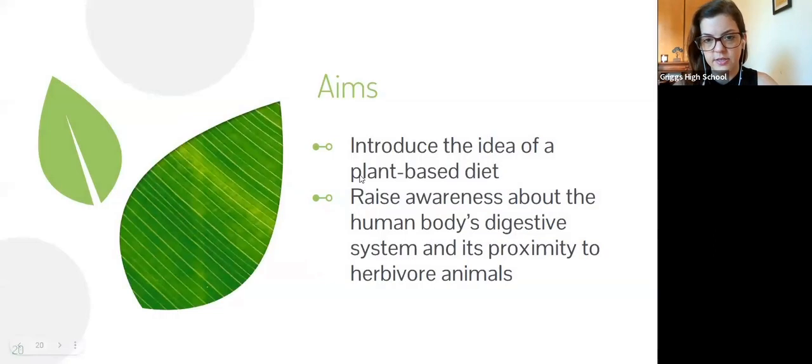And then at the end, reviewing the aims. To introduce the idea of a plant-based diet, raise awareness about the human body's digestive system and its proximity to herbivore animals.